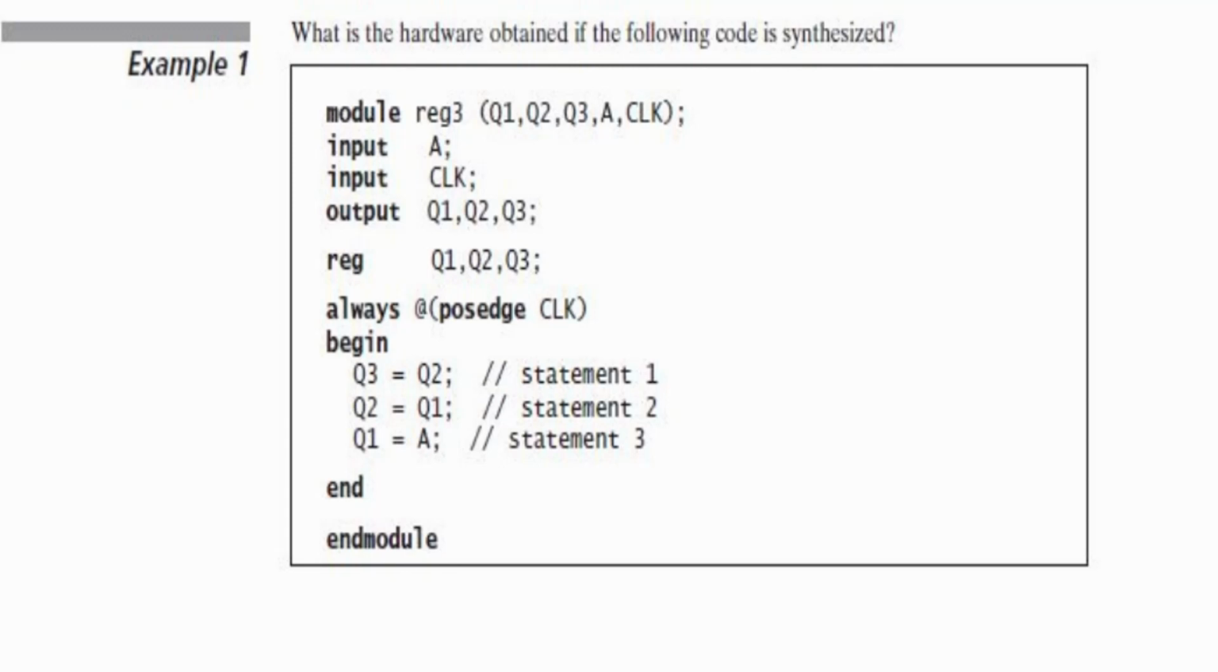So in a negative edge, the value goes from 1 to 0, it is falling. So it's a falling edge or a negative edge. So that is a positive edge and negative edge. So, always at a positive edge clock, begin and end.